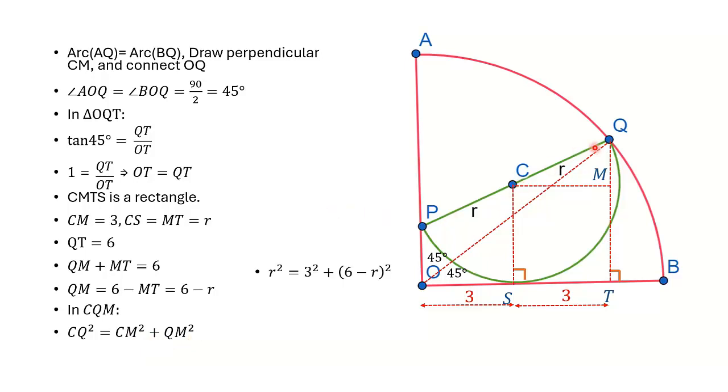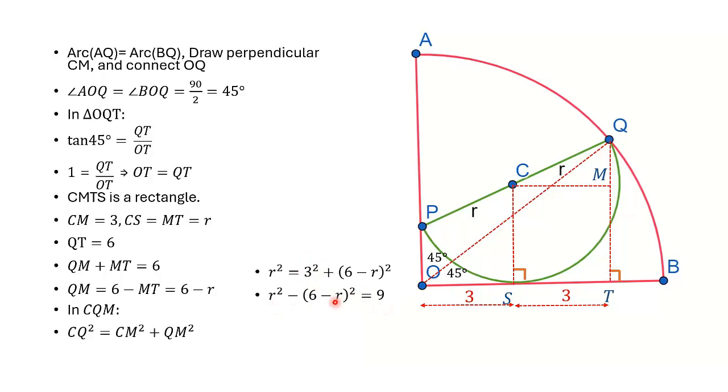Now CQ is the radius, so R square. CM is 3 units, so 3 square, and this is 6 minus R, so 6 minus R whole square. Now let us take this to the left hand side. So this is R square, and this will become minus of 6 minus R whole square, and this is equal to 3 square, which is equal to 9.